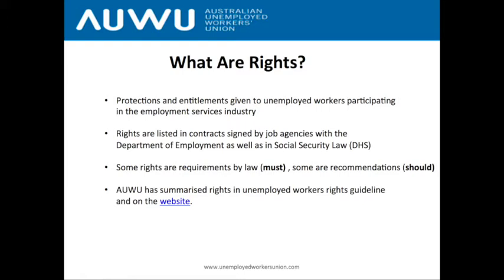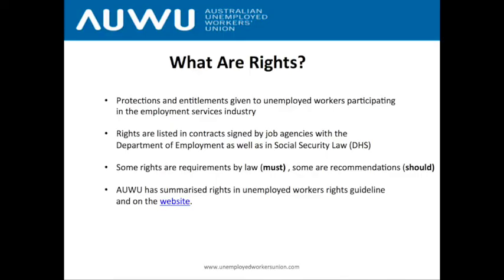One of the tricky things about understanding the rights of unemployed workers within these contracts is that there's a lot of discretion given to job agencies. As we've found in the contracts, some rights are very, very definitive and very clear. This is often expressed in the contracts by saying job agencies must do this, job agencies must do that. And they're the most clear-cut rights unemployed workers have.